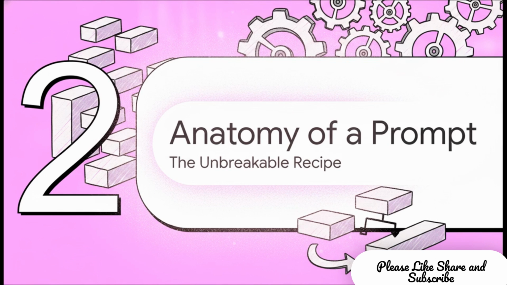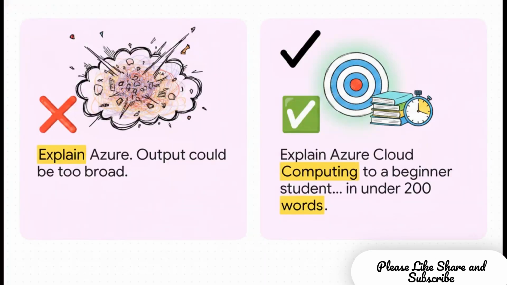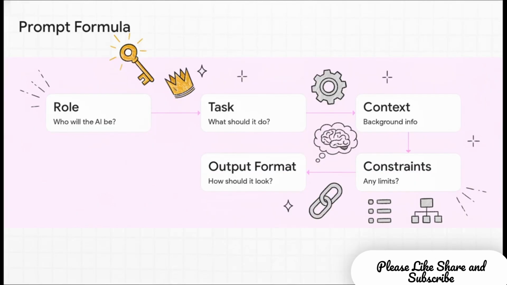Transitioning from the conceptual what and why, let's look at Section 2, the anatomy of a great prompt, the unbreakable recipe. Now, what's really interesting here is the stark contrast between a generic command and a truly great prompt. Saying, "Explain Azure," is a pretty poor prompt. The output is going to be way too broad. But by adding an audience, say a beginner student, and specific constraints like under 200 words and one real-life example, you immediately turn a uselessly broad output into a highly targeted learning tool. To hit that level of precision every single time, you need an unbreakable recipe.